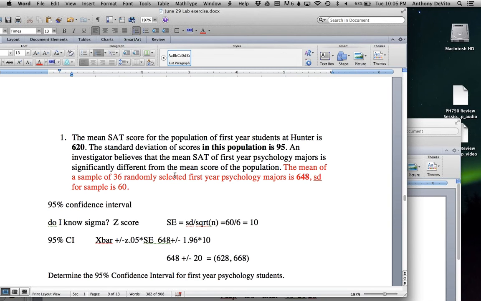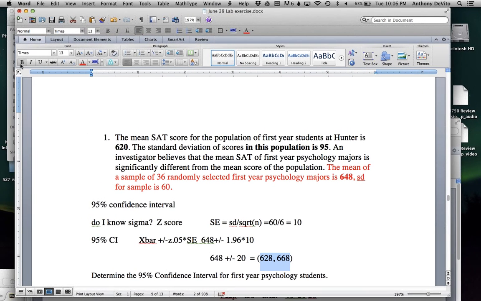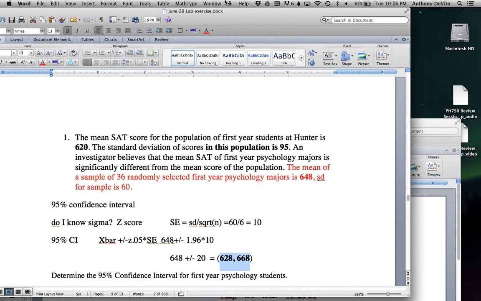In fact, based on how variable the results were for these students, in other words, the standard deviation of the sample was 60, based on that variability, our best guess is that we can be 95% sure that the true population mean is between 628 and 668 for first year psych majors at Hunter.